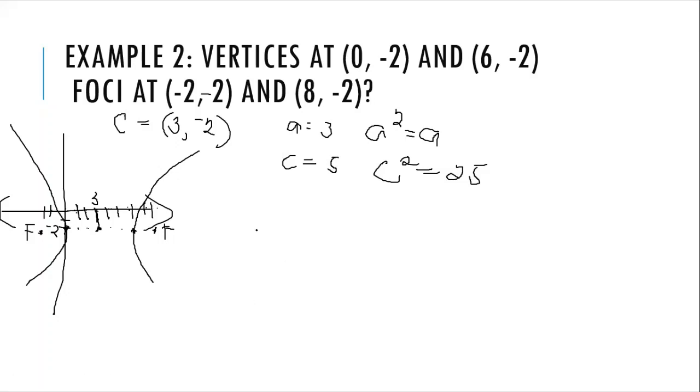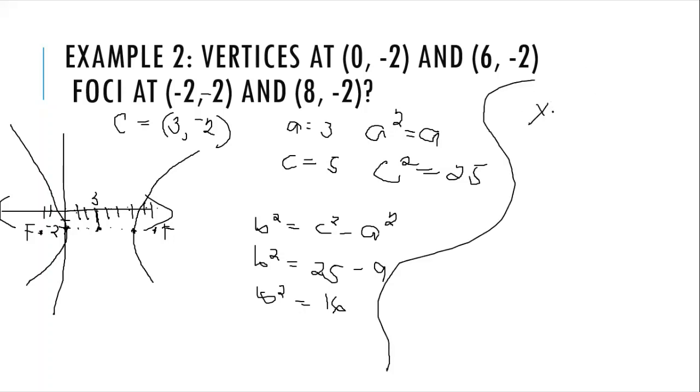Okay? So b squared is equal to c squared minus a squared. We use that formula to obtain the value of our b squared. Okay, b squared is equal to our c squared, which is 25, minus our a squared, which is 9. B squared is equal to 25 minus 9. We have 16.